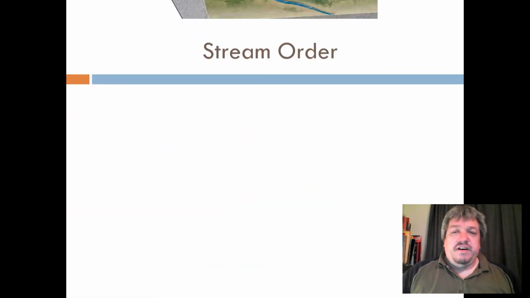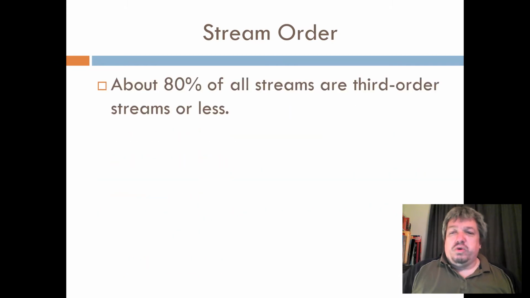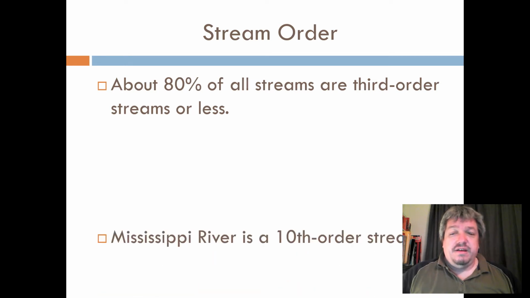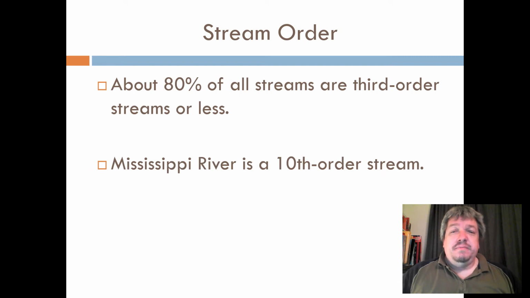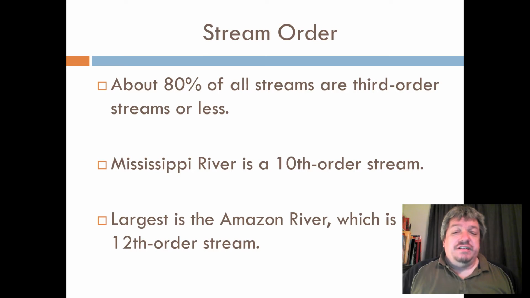To give you a sense of how this works, most of the streams in the world are third order or less. So the Chicago River, I believe, would probably be a second order stream, if that. But there are exceptions. The Mississippi River is a 10th order stream. The Mississippi River has tributaries like the Ohio and the Missouri and the Arkansas and the Red that are pretty big rivers in their own right. The Amazon River is a 12th order stream, the highest in the world. One of the tributaries of the Amazon, the Rio Negro, is bigger than the Mississippi River.